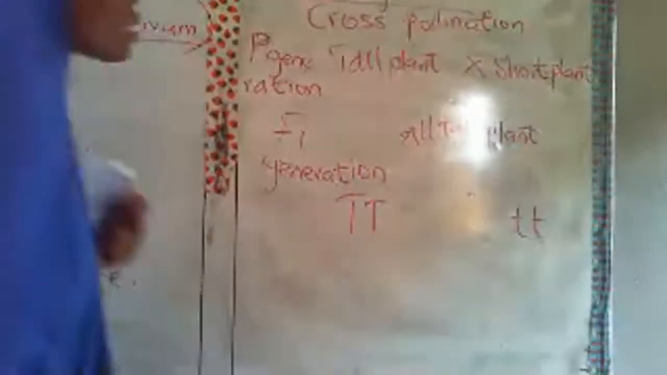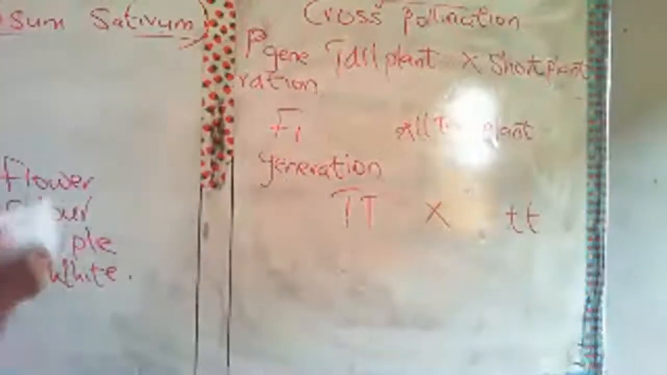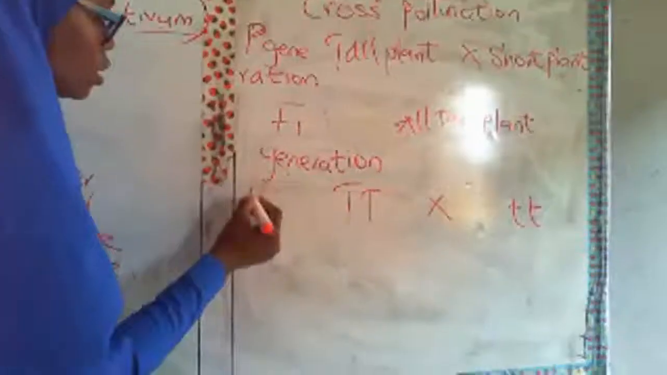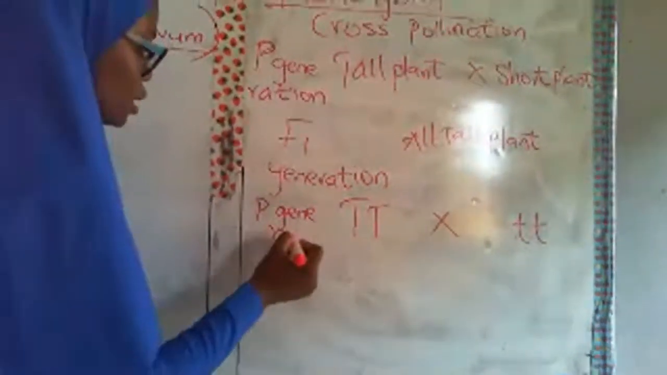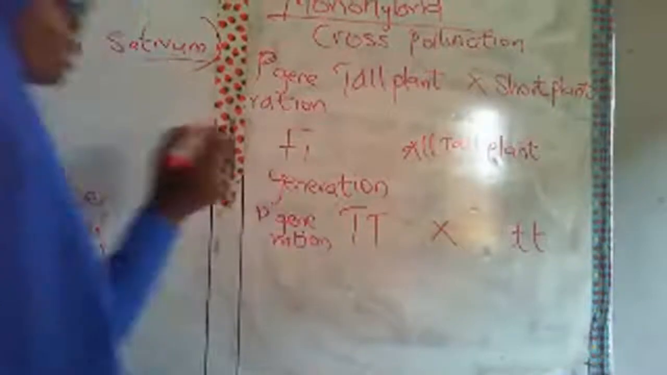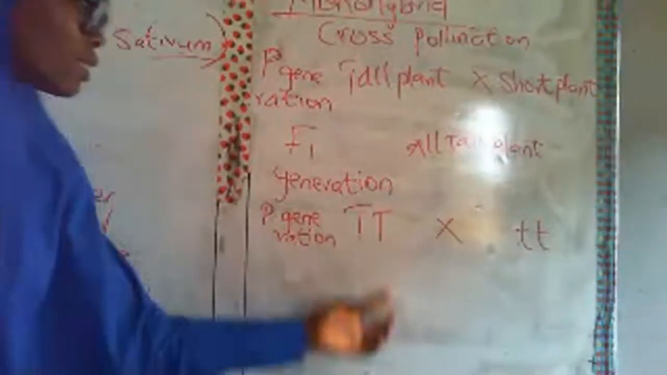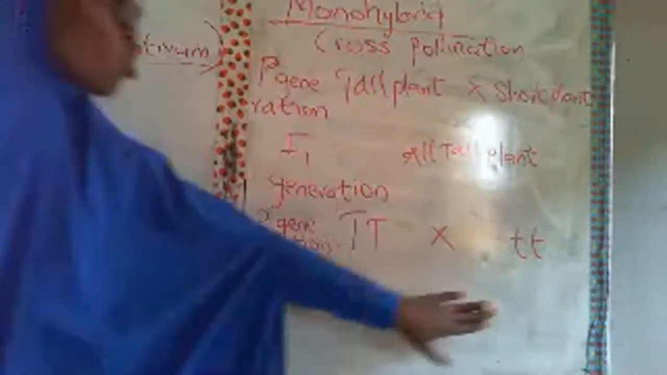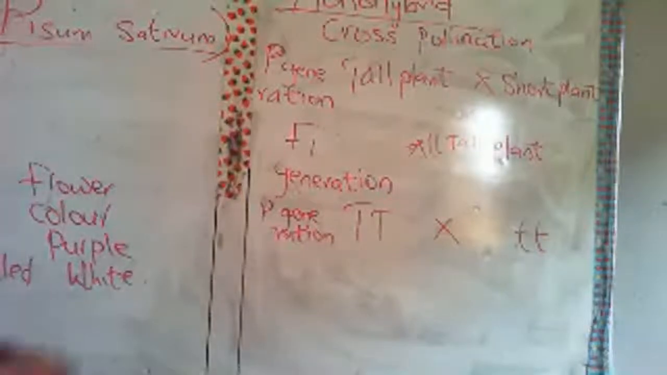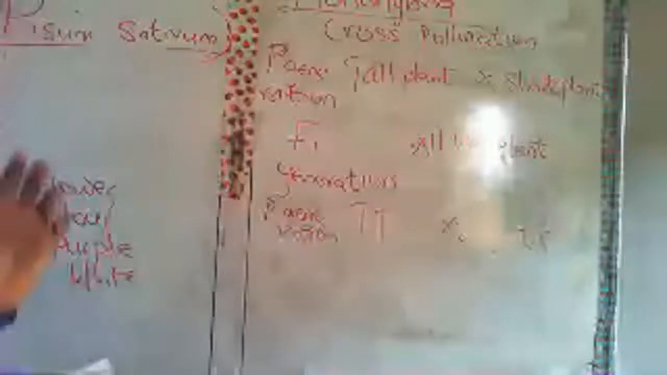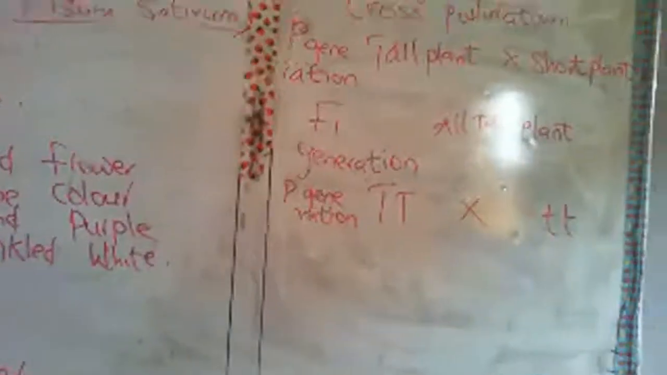Then there's a sign of cross here, because this is very, very important. And for you also to know that this is the P generation. Now, in the P generation, how do we get the gamete? Because this is just the male, this is just the female. But it is the gamete that comes together for fertilization.